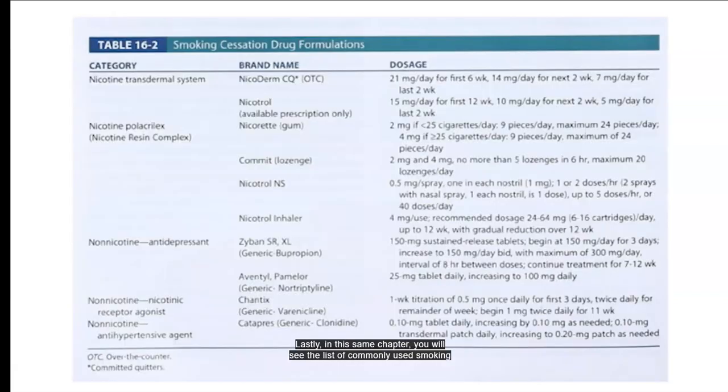Lastly, in this chapter, you will see the list of commonly used smoking cessation drugs that are important in the prevention of COPD development, since we know that cigarette smoking is the most common cause of the development of COPD.